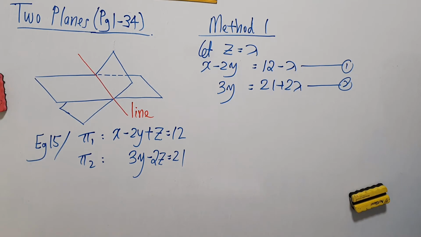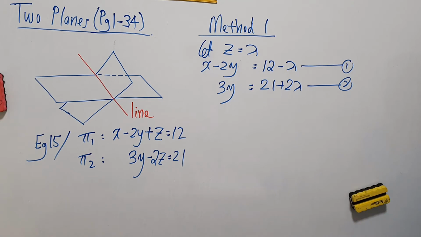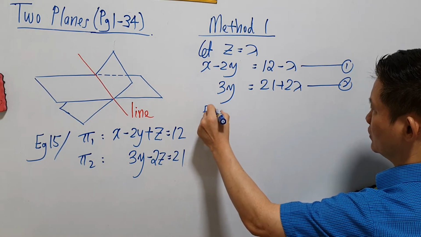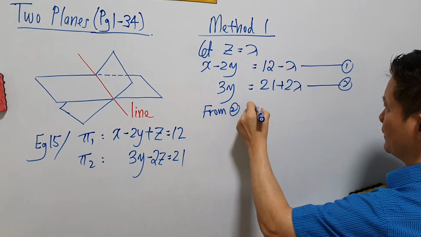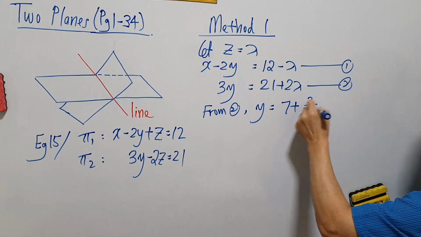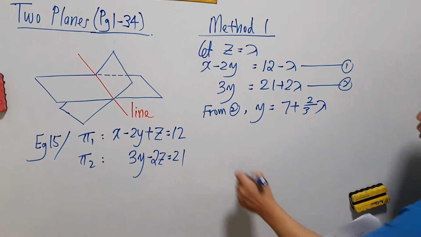And the next thing I'll do right now is to try to solve for x and y in terms of lambda as well. So from equation 2, my y is equal to 7 plus 2/3 lambda. Okay? Right, then I'm going to put that into 1.